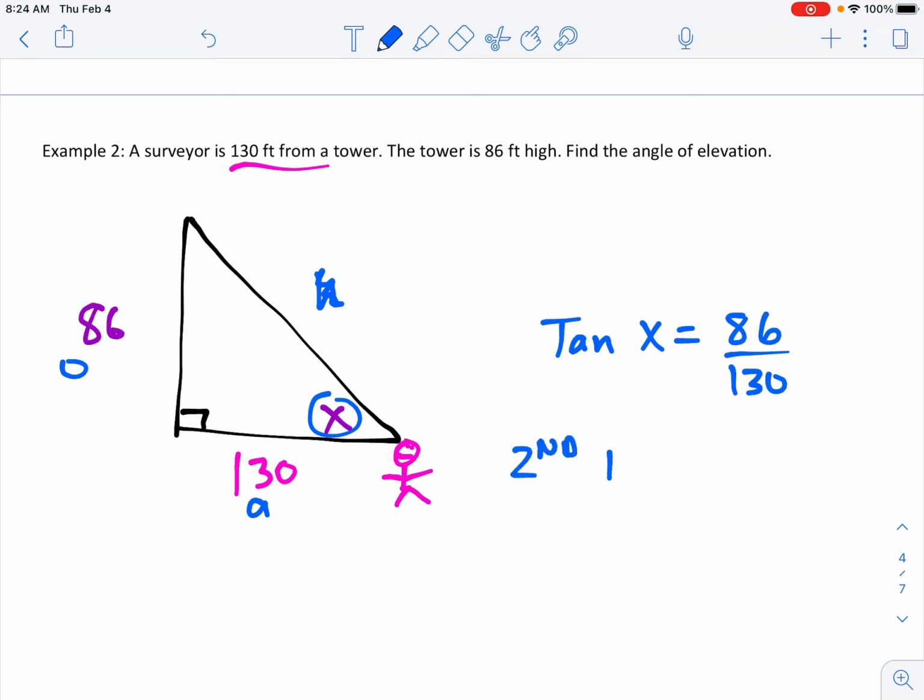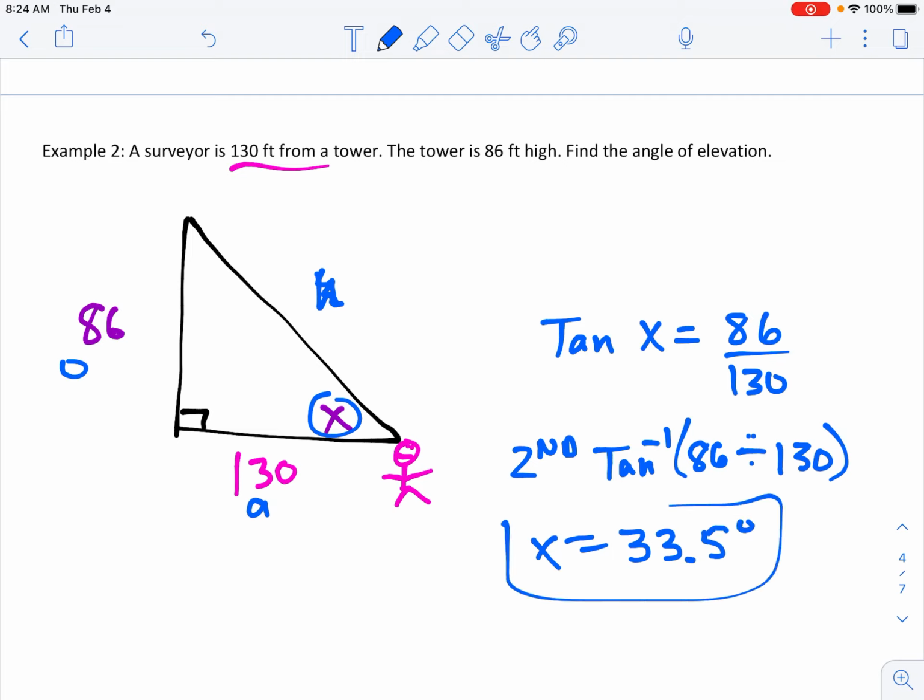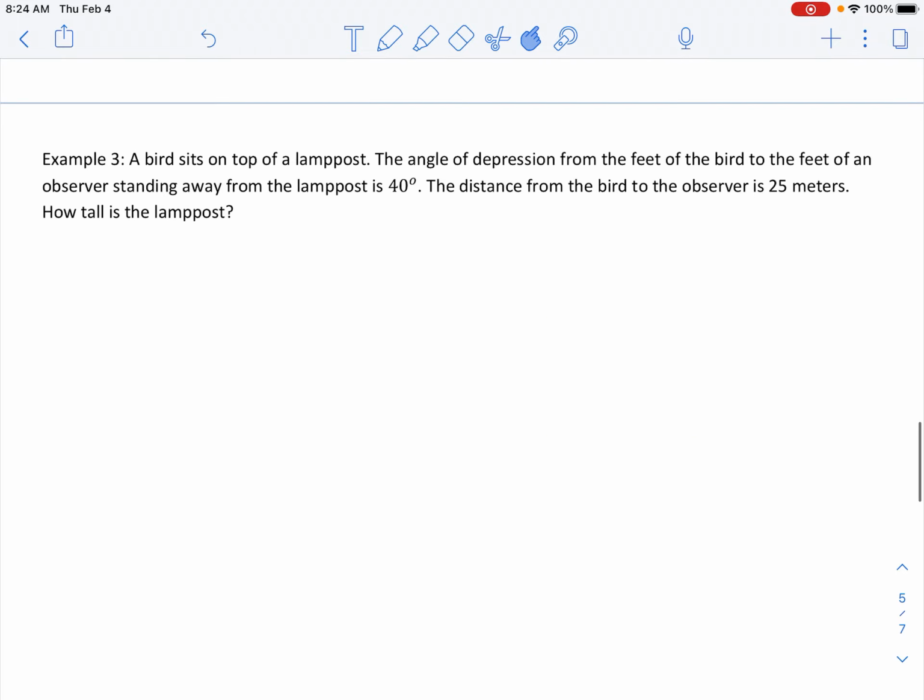Remember, we're going to press second tan to get the inverse, and then on a calculator, we're going to throw in 86 divided by 130. Press enter, and it should tell you that we get 33.5 degrees for our missing angle. All right, so the first two had us solving for a missing angle. So we're doing the inverse. Let's look at a different example, example 3.